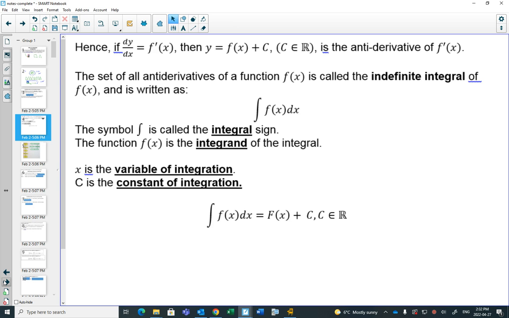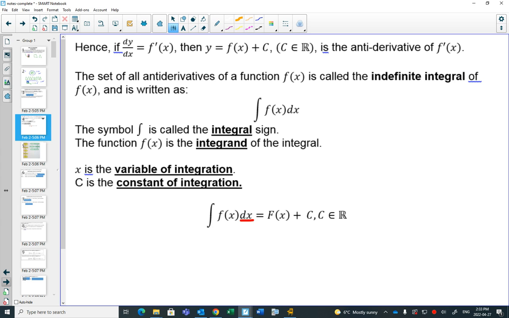Inside, we call it the integrand. X is the variable of integration. And then afterwards, the plus c is your constant. So in an integral, we always have this dx, and that's sort of the indicator of which variable you are finding the integral with.